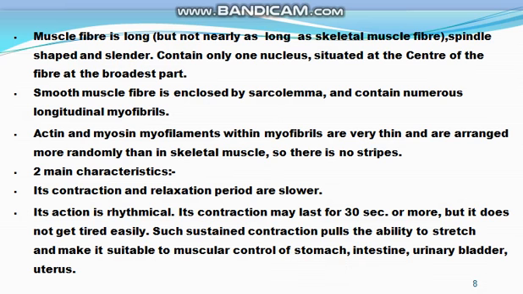So these types of muscles are present in stomach, intestine, urinary bladder and uterus, and their contraction is rhythmical, and they do not get tired easily because the contraction and relaxation period is very slow in the case of the smooth muscle fiber. So this is about the second type of muscle, that is the smooth muscle fiber.